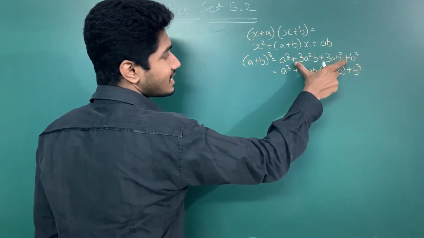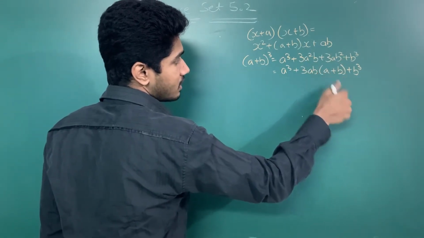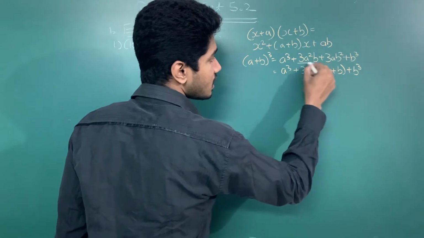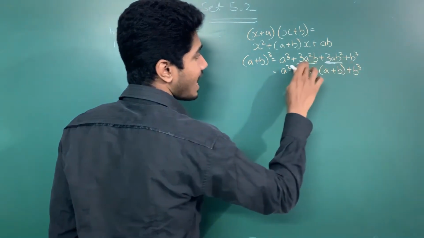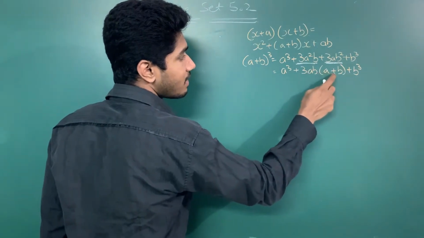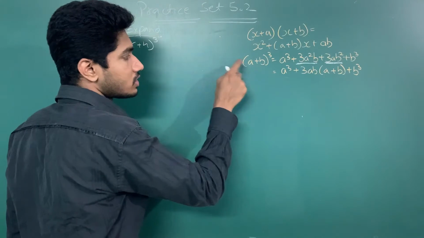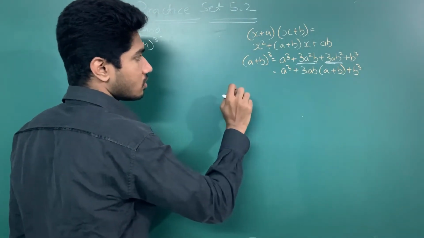Now, we can write this as a cube plus b cube plus 3ab(a plus b). If you see, this term and this term have 3ab common. So we take 3ab common and in the bracket you're left with a plus b. So, आप ये भी यूज कर सकते हो और आप ये भी यूज कर सकते हो.